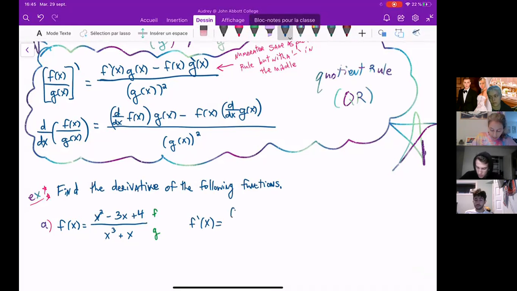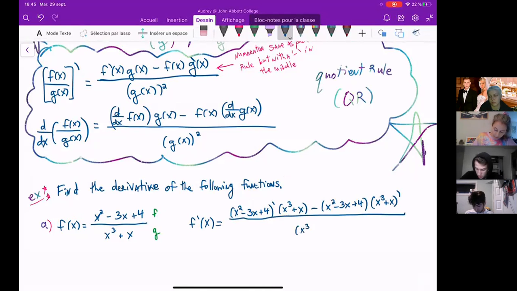So F prime, that's the top. So the derivative of the top, so that has a prime, times the bottom, minus the top, times the derivative of the bottom, all divided by the bottom squared. So the things that had primes, that was my F prime and my G prime, those are the derivatives that I now have to take.